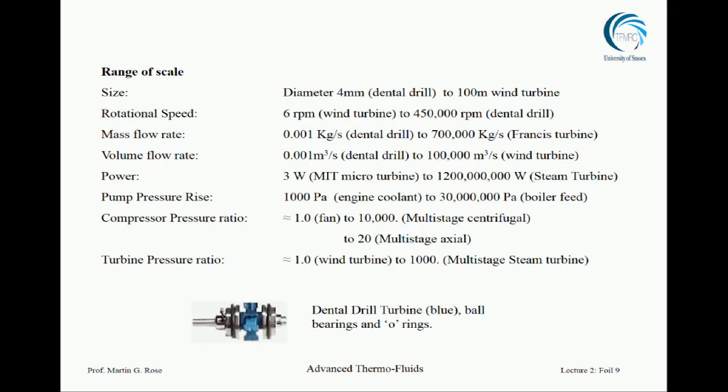Some idea of the range of size of turbo machinery, so that you have a handle on just what the machines might be like. Probably the smallest commercial turbo machine is the dentist drill. I don't know whether you've suffered the joys of having a dental drill inside your mouth, but it makes the most awful noise which resonates inside your skull. And it's spinning round at 450,000 RPM typically.